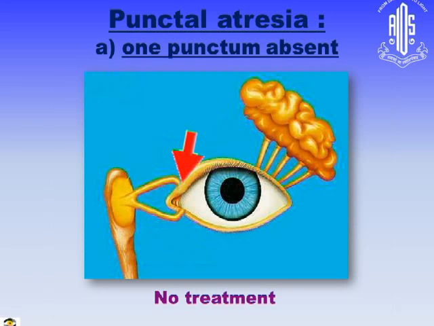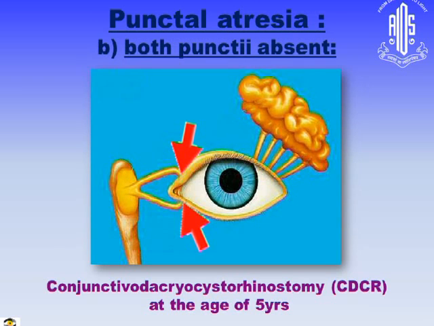Whenever you get punctal atresia, which is one of the rarest presentations, if one punctum is absent, like this one, usually no surgery or management is needed. But whenever both punctums are absent, obviously our options are limited. We have to go for conjunctivo-dacryocystorhinostomy. So, obviously, we will wait, with delays of 4 to 5 years.